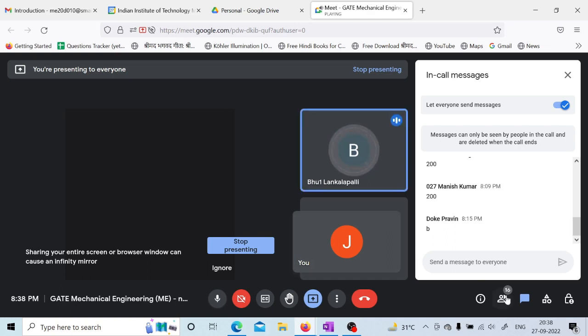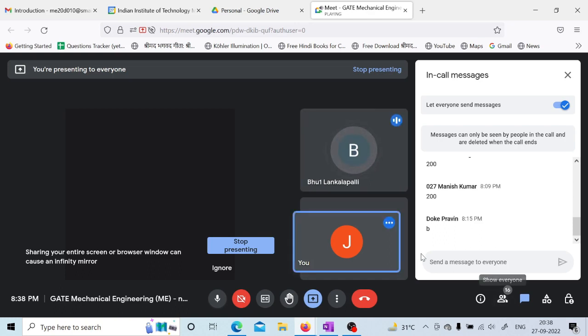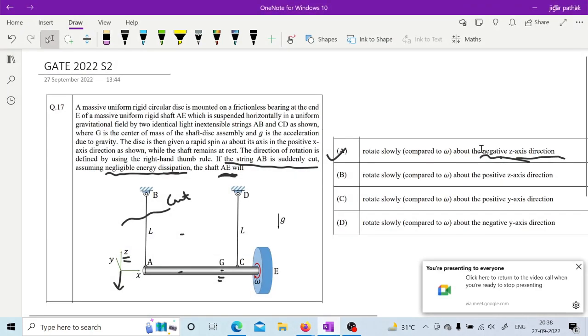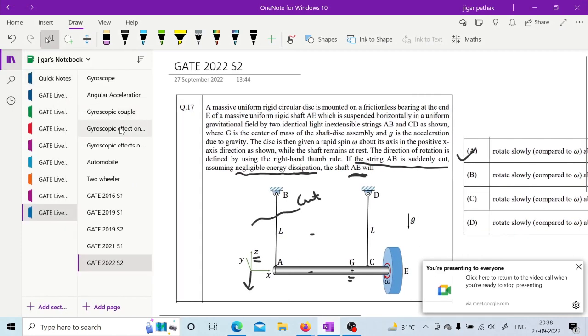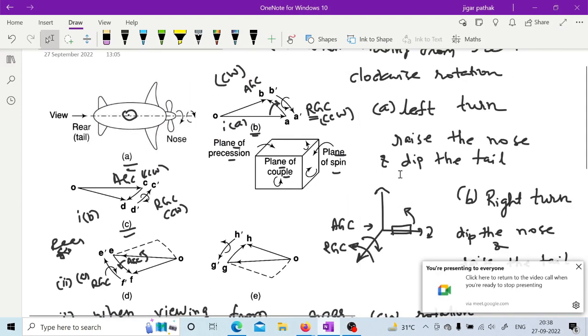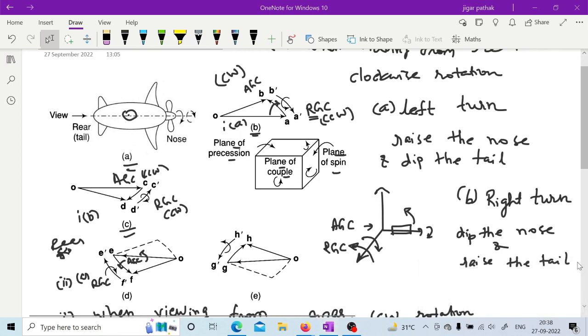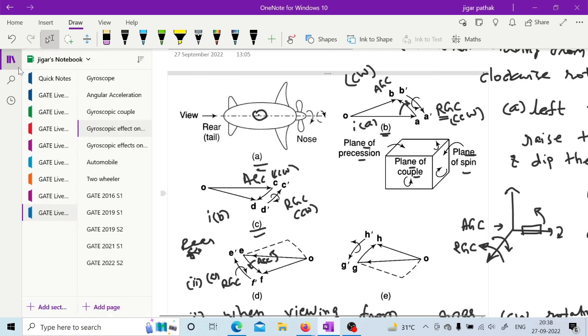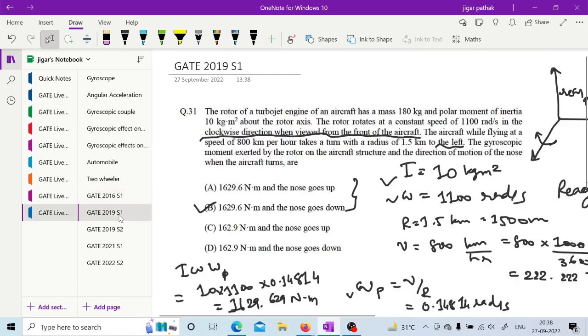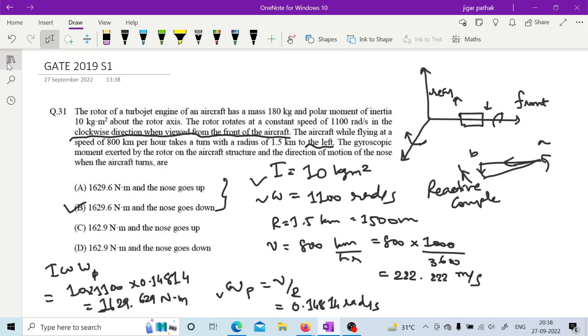Sir, if you don't mind, can you explain the condition of nose and tail, sir? Yeah, let us go back to that nose and tail simple one, right. This one, correct. And the problem, sir. Let us go to the problem also. This one, right. Did not understand the condition.